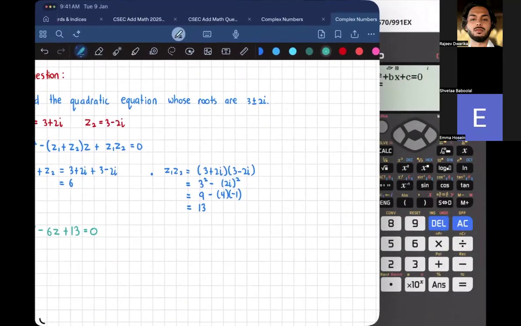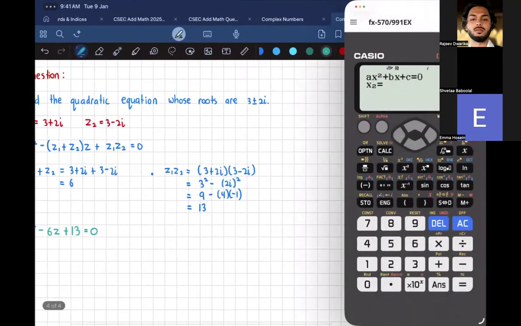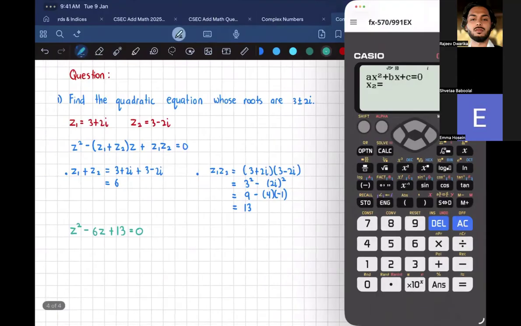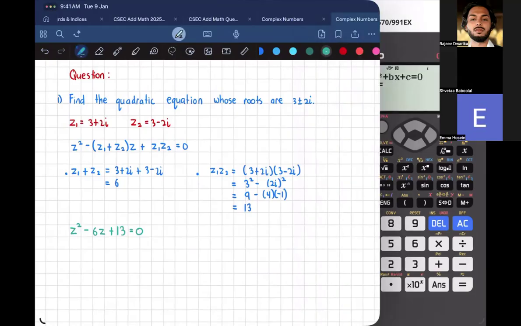You'll use the quadratic formula. Yes. I could just use a calculator. So let me check. So 1x squared minus 6 plus 13. Okay, nice. We are correct. Until let's see now. 3 plus 2i and 3 minus 2i. Yeah? Nice. Cool.